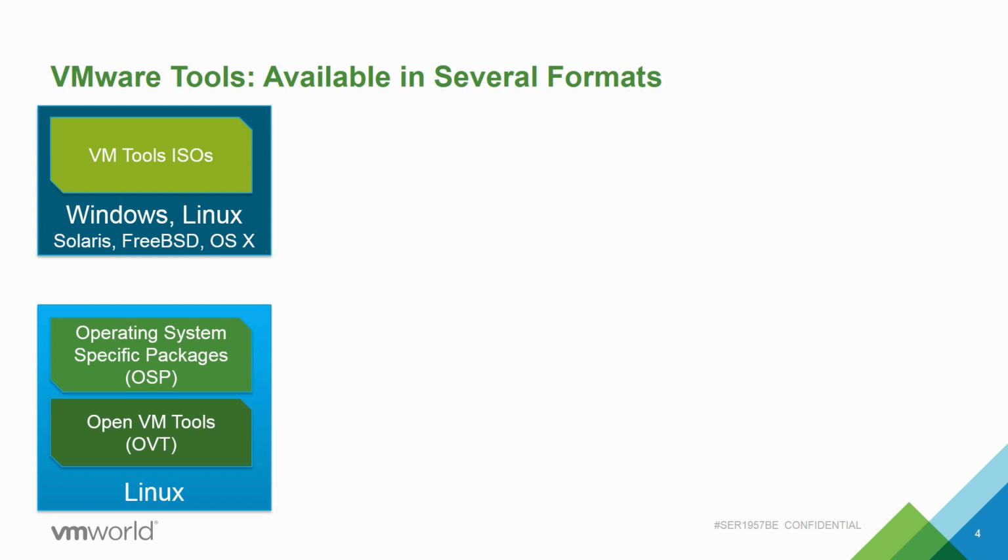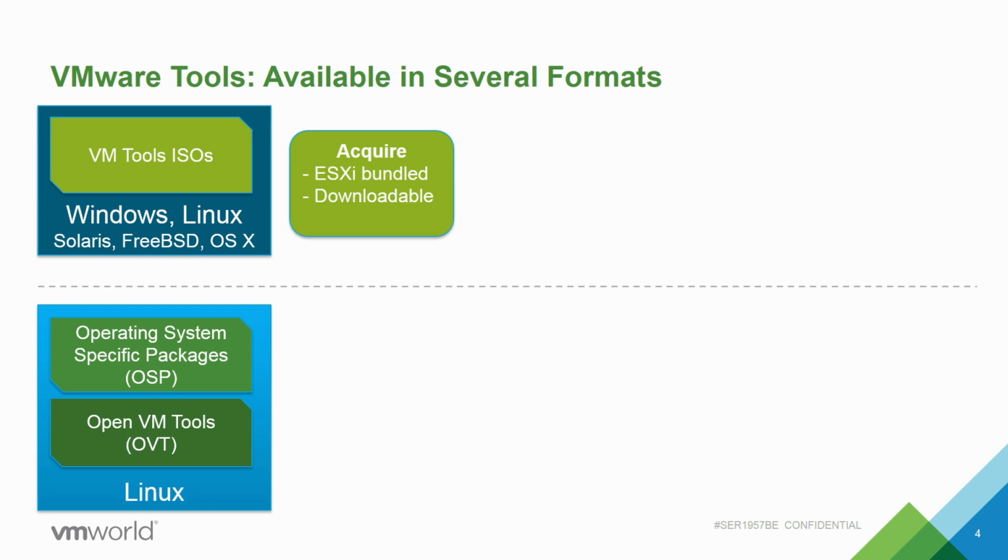And the cutoff between those two different types of packages was about the RHEL 7 timeframe. So if you're on RHEL 6 and earlier, CentOS 6 and earlier, you're going to use OSPs, and then 7 and later, you'll be on the OVTs. Okay? So let's talk a little bit more about where these things come from.